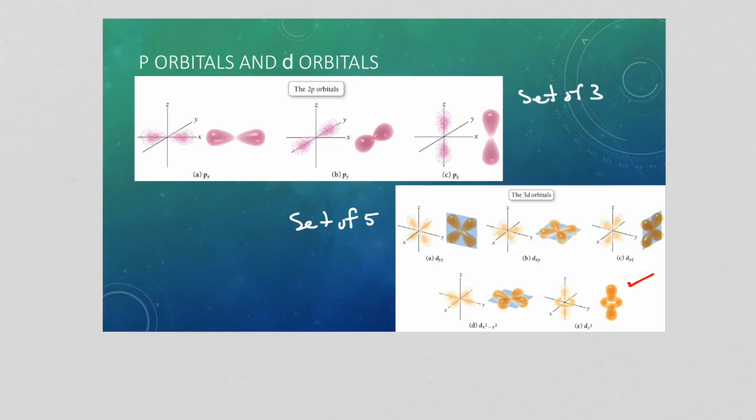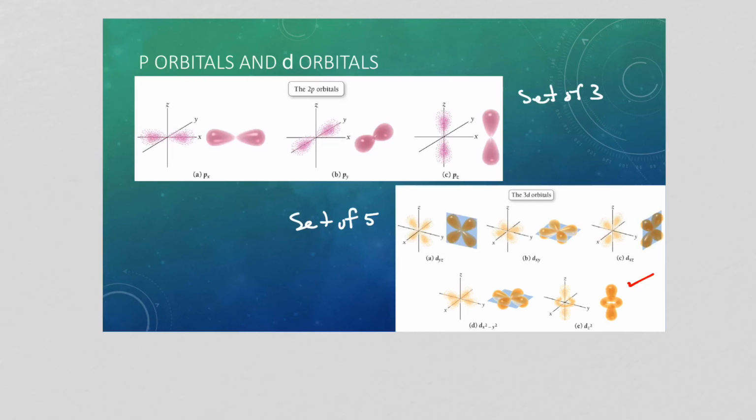So as we go through this and we talk about s orbitals, p orbitals, d orbitals, we always want to remember that when we say we have an s subshell, that's 1 orbital. When we have a p subshell, that's a set of 3 orbitals. When we have a d subshell, that's a set of 5 orbitals.